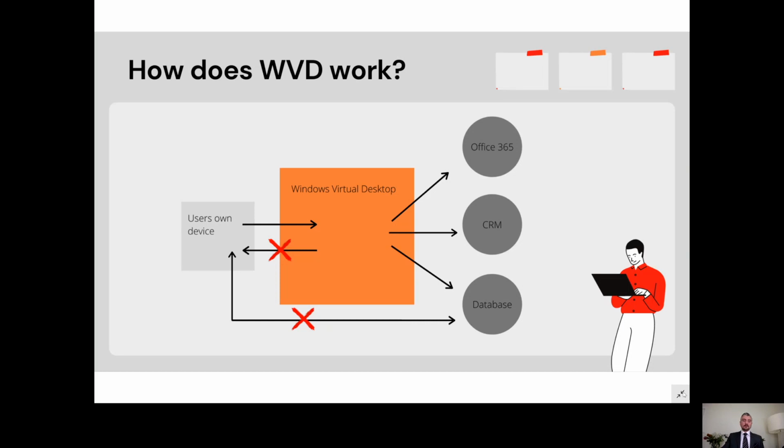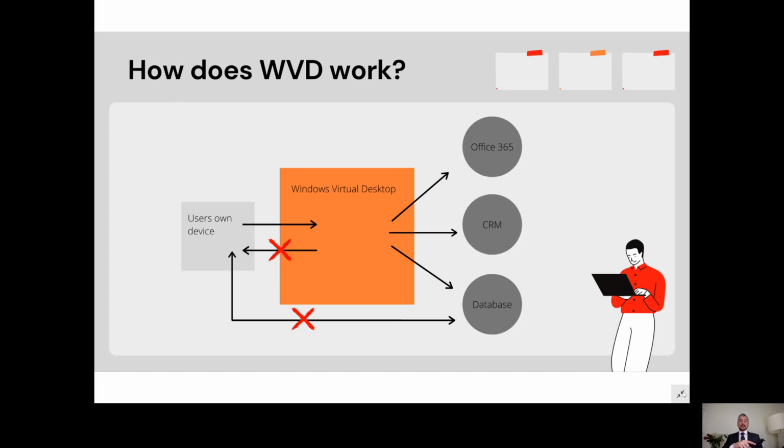As you can see from our little diagram here, we have users' own device, and there's a little X on their ability to bypass Windows Virtual Desktop to access those stack of applications that sit behind it. That's something else that we can do as well. So provide limitations there. So the only way that they'll be able to get access to any of those applications is via the virtual desktop.